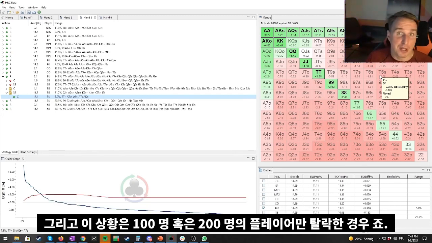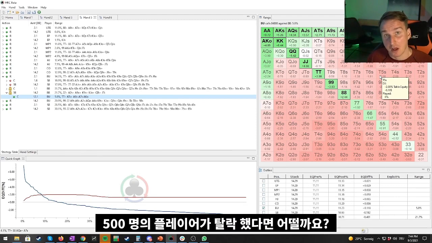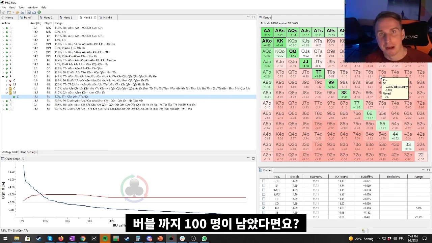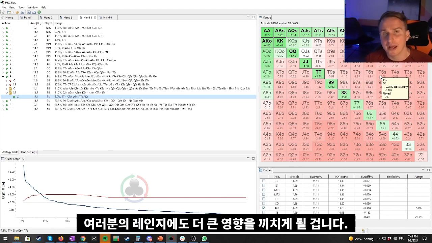And this is when only 100 or 200 players have busted. What about if 500 players have busted? If we're 100 left to the bubble, things will change even more, and it's going to have a much bigger impact on your ranges as well.